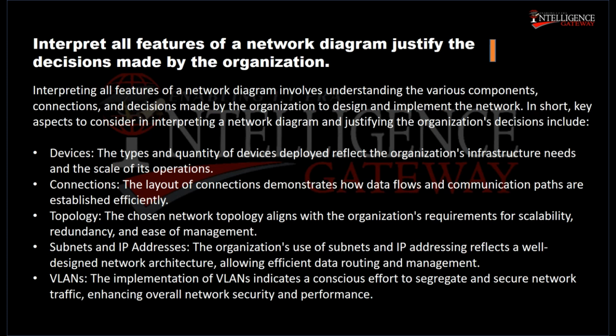In short, key aspects to consider in interpreting a network diagram and justifying the organization's decisions include devices. The types and quantity of devices deployed reflect the organization's infrastructure needs and the scale of its operations. Connections. The layout of connections demonstrates how data flows and communication paths are established efficiently. Topology. The chosen network topology aligns with the organization's requirements for scalability, redundancy, and ease of management.